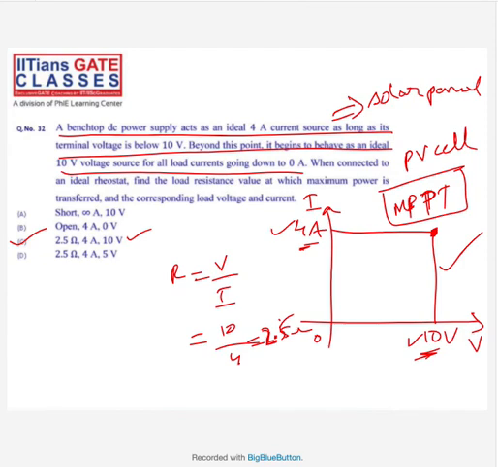So that's what I'm telling. This is a question on a solar panel. The PV cell's maximum power point will be at maximum voltage and maximum current. Here it is 10 volts and 4 amps. R is nothing but V by I, 10 by 4, 2.5. Direct question: 2.5 ohms, 4 amps and 10 volts.